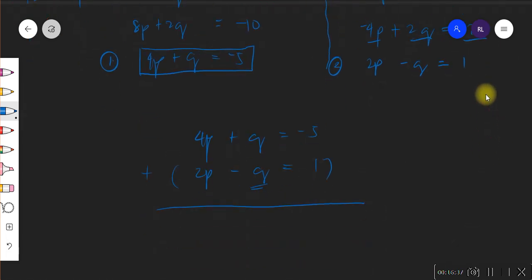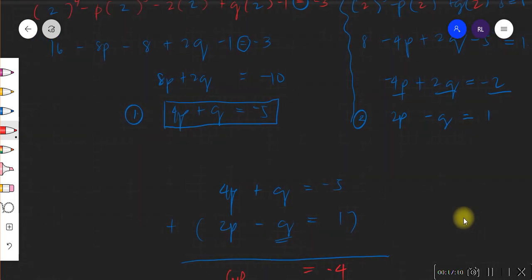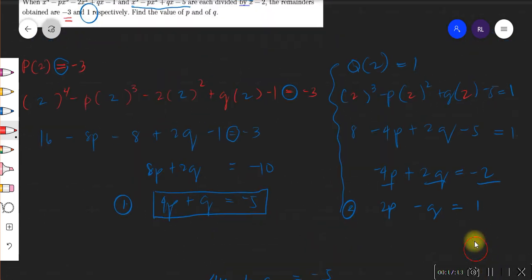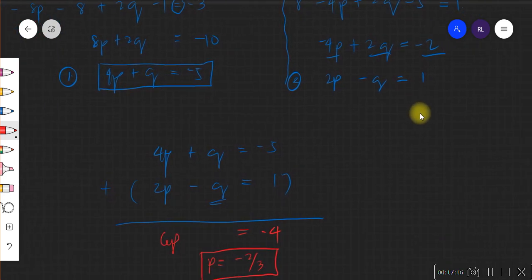So this becomes 6p, and the plus q and negative q becomes 0. Then we have negative 5 and 1, add them, negative 4. Then p is just negative 2/3. Let's check. I think that's it. So we have p equals negative 2/3, and let's solve our q, the value of q.